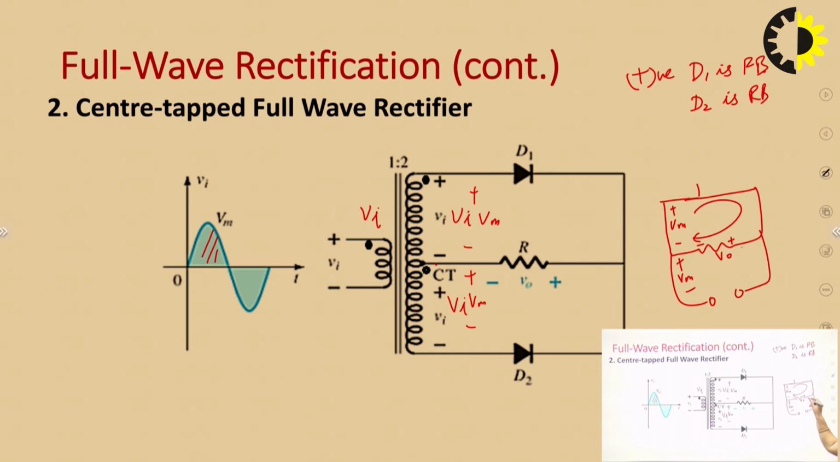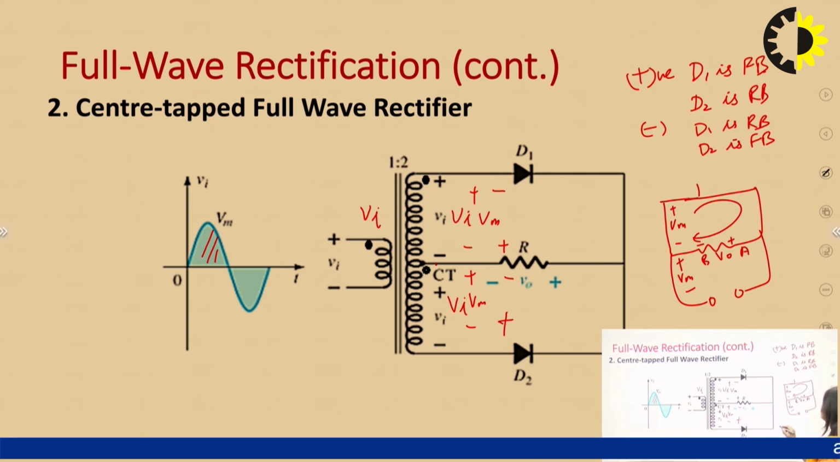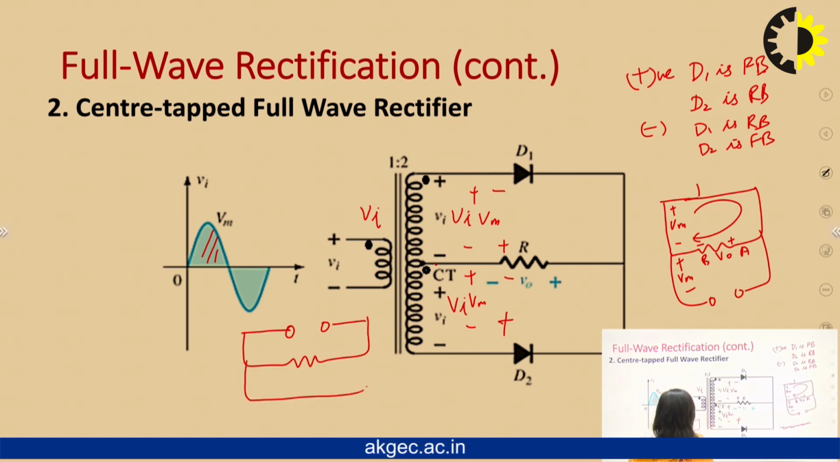So the direction of current is from A to B. And in the negative half cycle, this point will become negative, this will become positive, this will become negative, this will become positive. So in the negative half cycle, D1 is reverse biased and D2 is forward biased. So this equivalent circuit will be like this now. This will be open now, and this is resistance, and now this is short. So this is Vm minus plus, Vm minus plus, this is RL.